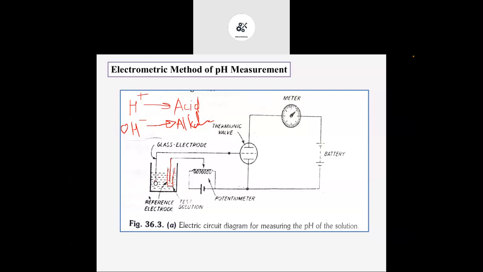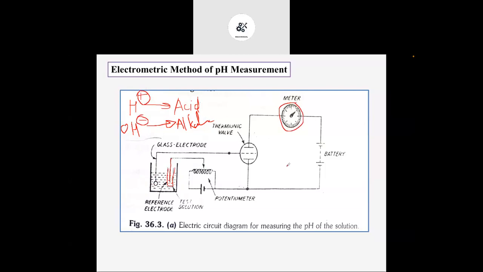Now, what we are going to do, we connect the batteries. Then in that case, what will happen? This glass electrode has been connected to the positive one, and this reference will be connected to the negative one. So in that case, what will happen? The H plus ions will be collected towards this, or transfer from the solution to the glass electrode. And this difference between the charges, because H plus ions contain positive charge and OH minus ions contain negative charge.